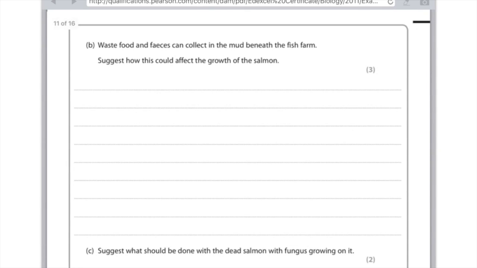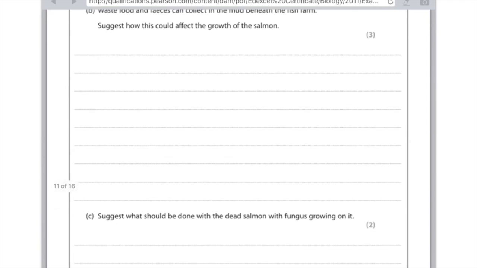Waste food and feces can collect in the mud beneath the fish farm. Suggest how this could affect the growth of the salmon. Right, let's work out how it would affect the growth of the salmon. Well, it's definitely not going to be a good thing. So for the first mark, say that it would decrease the growth. The reason being that the bacteria will build up due to the presence of all the feces and the grossness. And remember that the bacteria respire, they use up oxygen, and therefore there's less oxygen available for the fish, so less respiration. So to recap, first mark, decreases growth of fish. Second mark, bacteria. Third mark, that they respire. Fourth available mark, that there's less oxygen present.